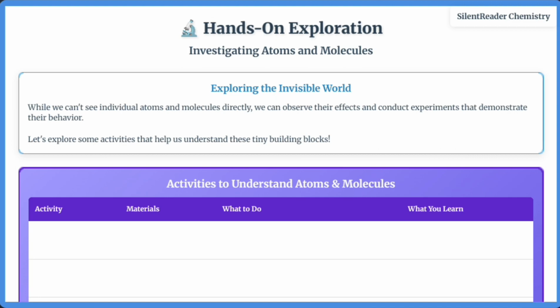While we can't see individual atoms directly, we can explore them through hands-on activities. You can build molecular models with marshmallows and toothpicks to understand structures, observe Brownian motion with food coloring in milk to see molecules moving, demonstrate diffusion with perfume to show gas molecules spreading, collect elements from everyday objects, and play chemical formula games.